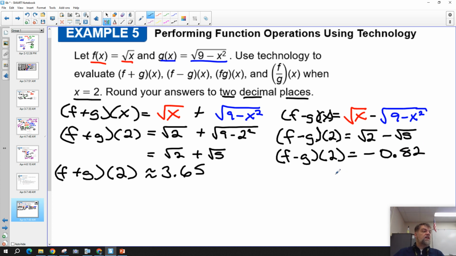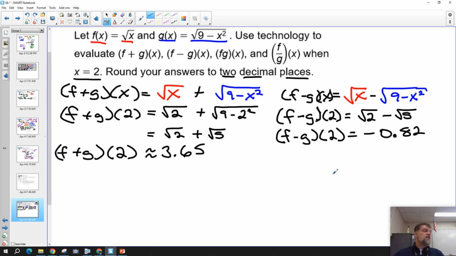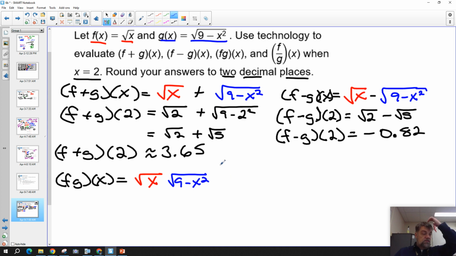Okay, we're halfway done. The next thing we want to do is f of g. Or not f of g, fg, which means we're going to multiply. Remember, f times g is the same as the square root of x times the square root of 9 minus x squared.